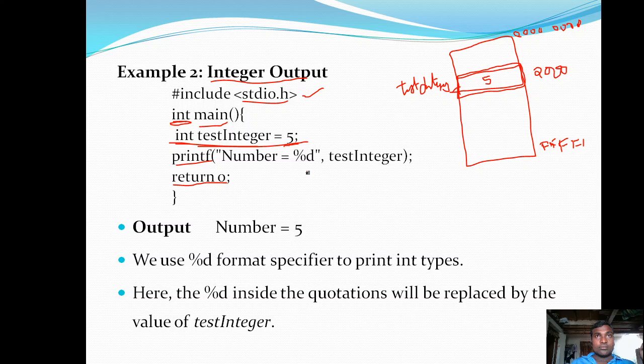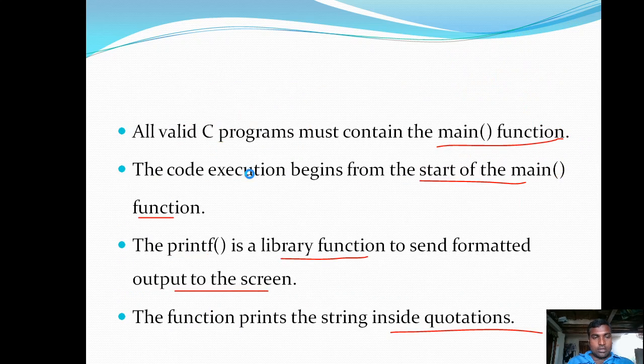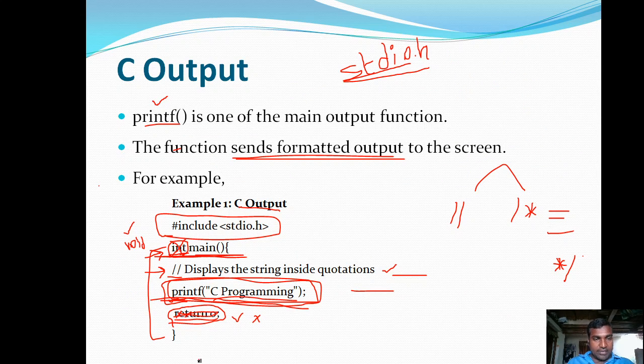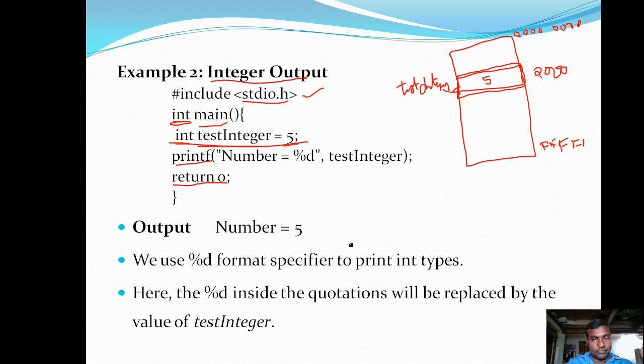Now printf, number is equal to percentage d comma test integer. In the previous case, whatever string we write is going to be printed on the terminal screen. That string must be inside double quotes. So here also, this is the start of the double quotes and this is the end of the double quotes.